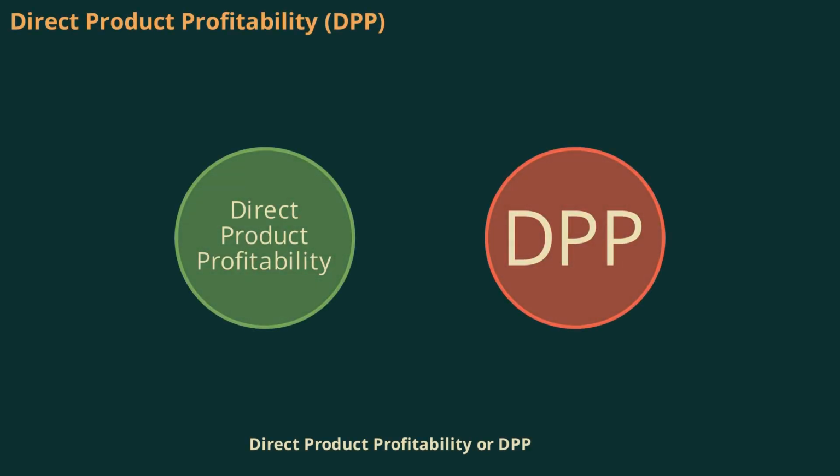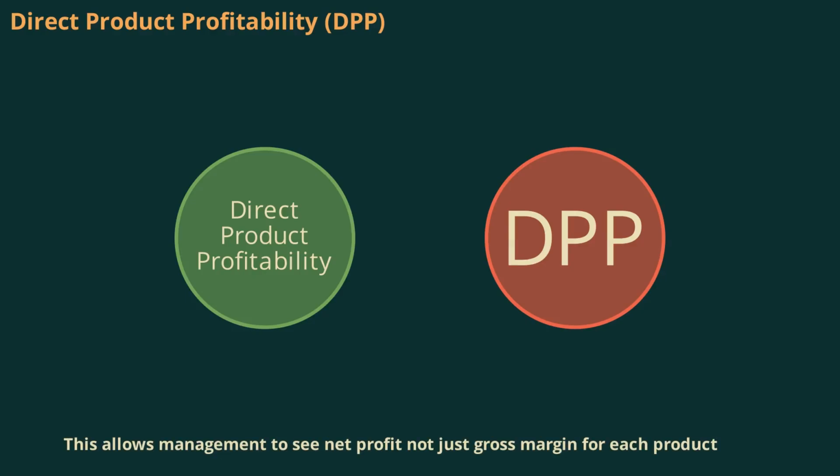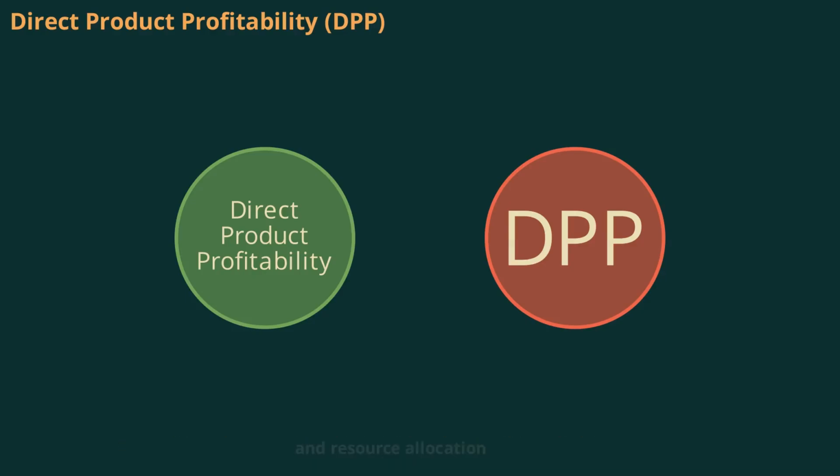Direct product profitability, or DPP, is an analytical method used primarily in retail to measure the true profitability of individual products. DPP attributes both direct and indirect costs, such as warehousing, transportation, and store costs, to each product line. This allows management to see net profit, not just gross margin, for each product. By understanding which products are truly profitable, companies can make better decisions about pricing.